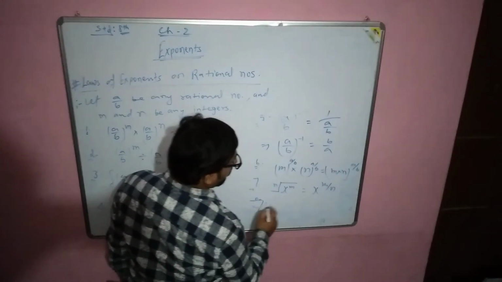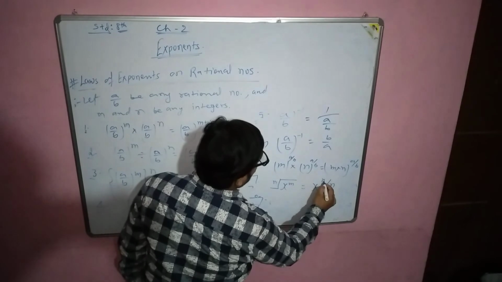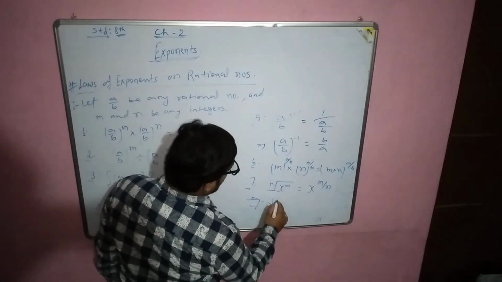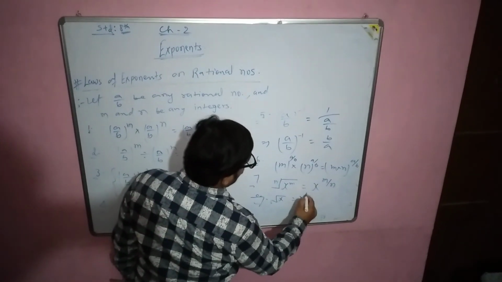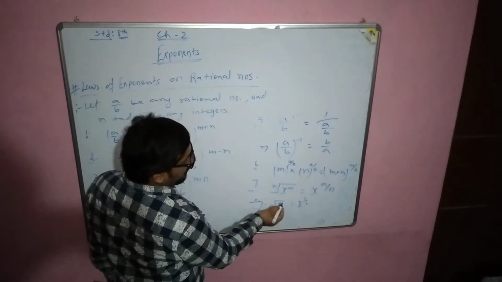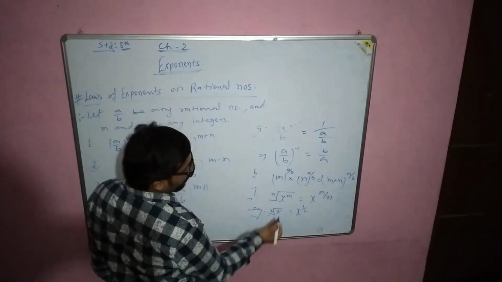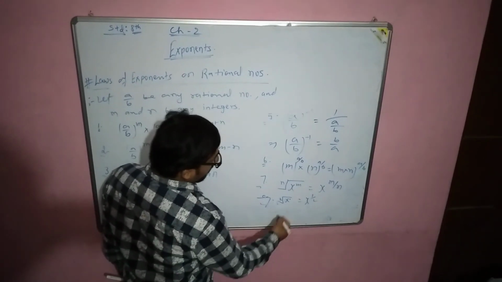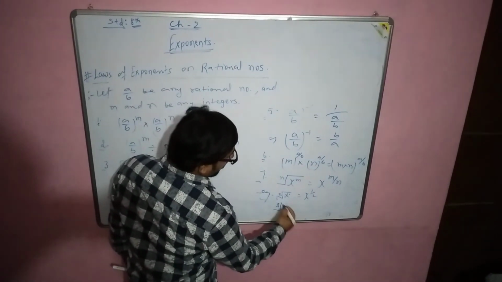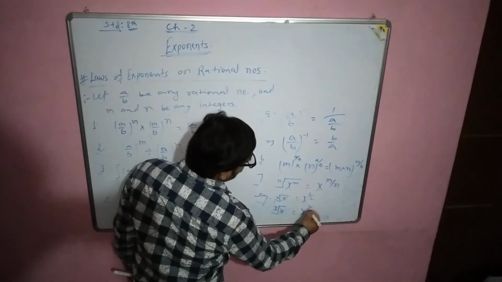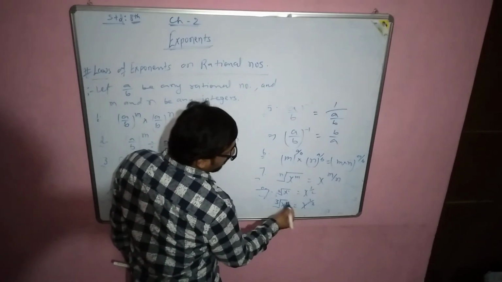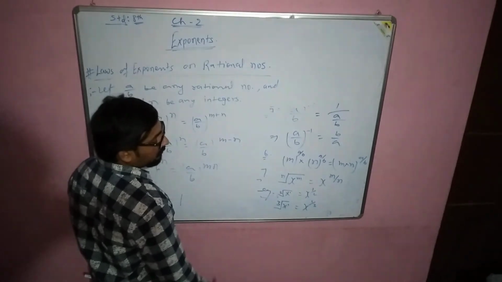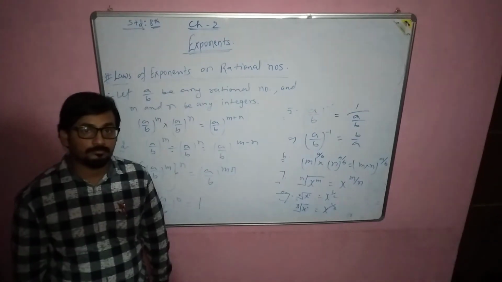See an example. Suppose you know root under x means x to the power 1 by 2, because here the power is 1 and we have 2, so this one is written as 1 by 2. Cube root of x is written as x to the power 1 by 3. It means here we have 1, so x to the power 1 by 3.